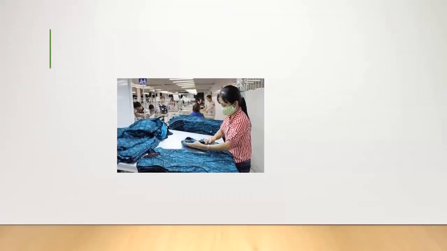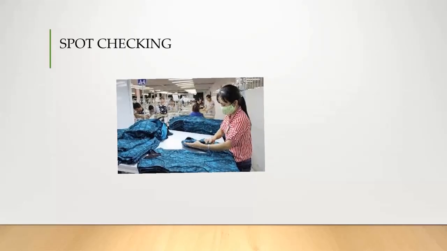Students, can you identify what type of inspection this is? What type of inspection is going on there? It is spot checking. A particular spot is getting checked in a garment. So that is also one of the systems of checking in the inspection.